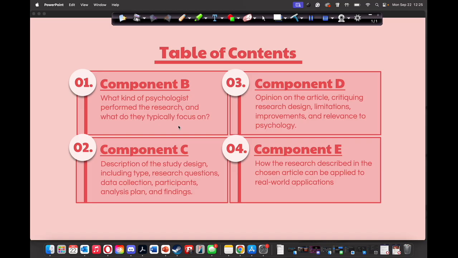Secondly, I'll be covering component C, a description of the study design, including type, research questions, data collection, participants, analysis plan, and findings. Third, I'll be going over component D, opinion on the article, critiquing research design, limitations, improvements, and relevance to psychology. And last but not least, I'll be covering component E, how the research described in the chosen article can be applied to real-world applications, or I suppose it's a bit redundant, but real-world application of the study.